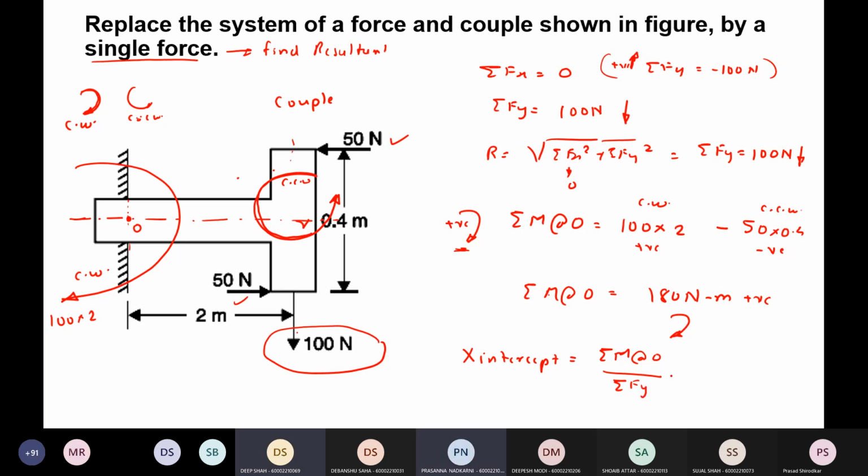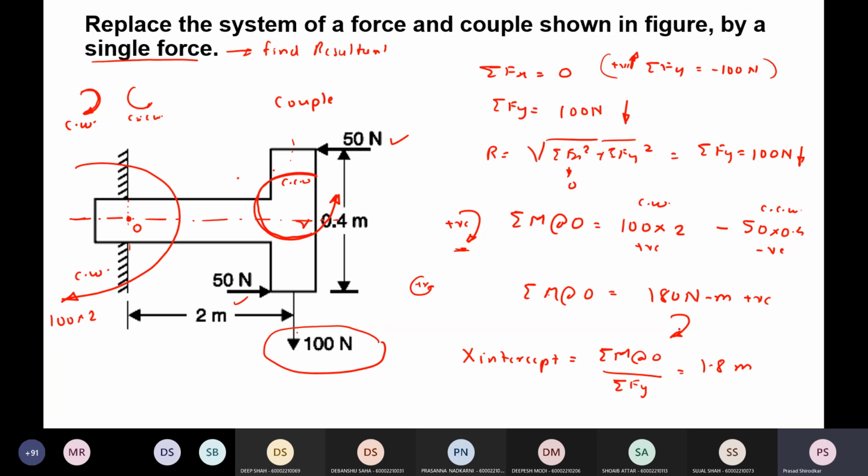Sir, can the conventions be changed for the clockwise and counterclockwise? Yes. See, if you change the convention as counterclockwise positive, if you take this as positive, then this will be negative, this will be positive. So you will get -180. So again, you have to finally correct it to clockwise.